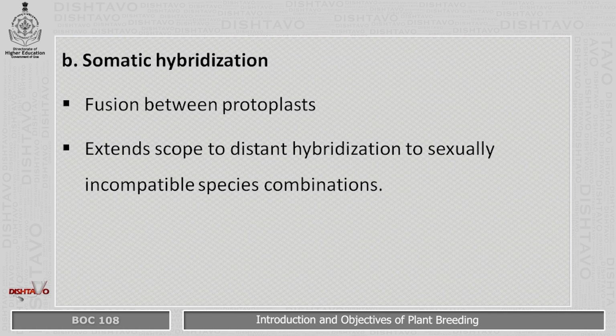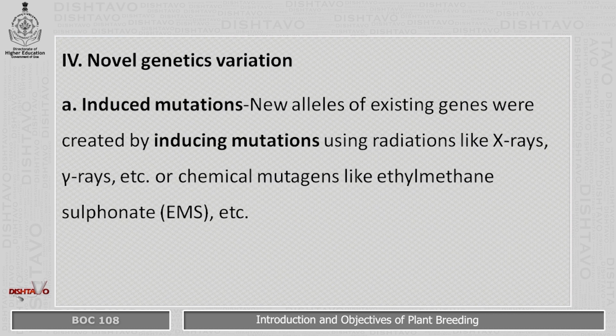Then somatic hybridization. It involves the fusion between protoplasts of 2 different cells. It extends the scope of distant hybridization to sexually incompatible species combinations. The fourth phase we have is novel genetic variation. Now this includes induced mutation.